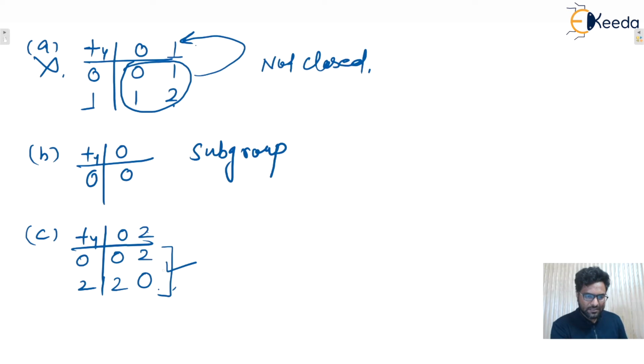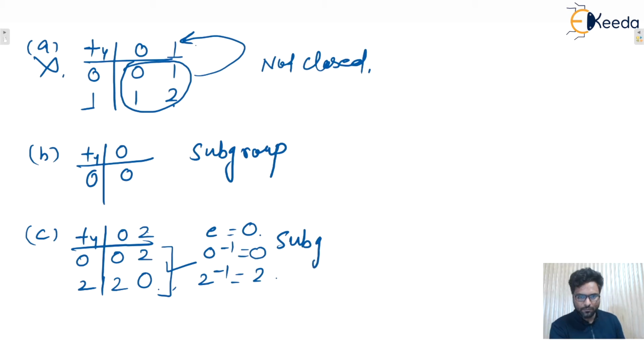Next, the identity element here is what? That is 0. And the inverse of 0 is 0, and the inverse of 2 will be what? Yes, the inverse of 2 is 2 here, isn't it? So all properties of the group are satisfied. That's why we can say that yes, option C is also a subgroup.